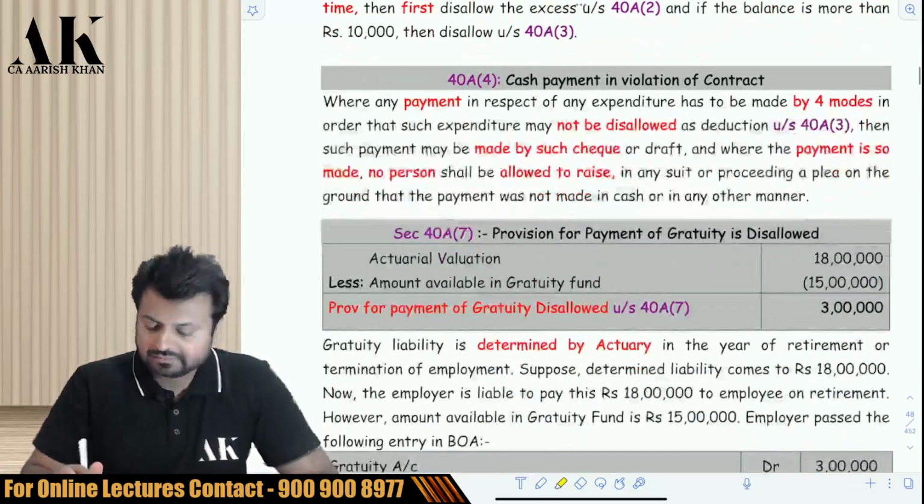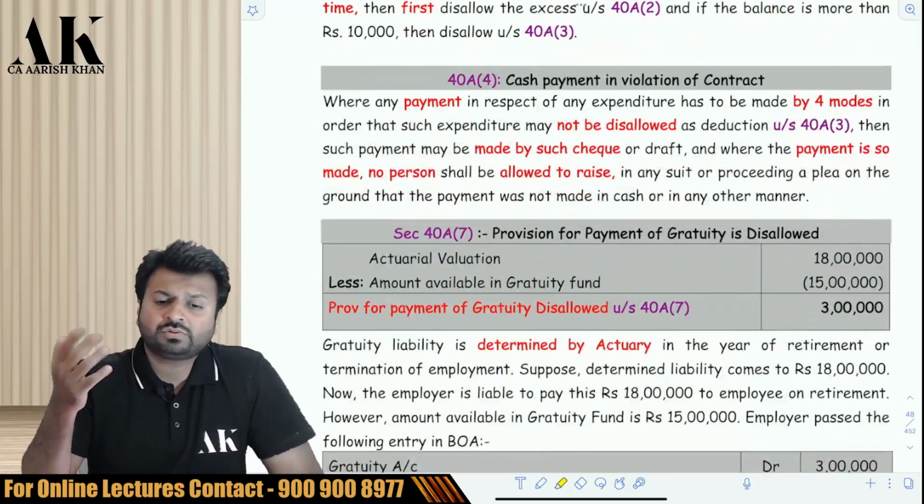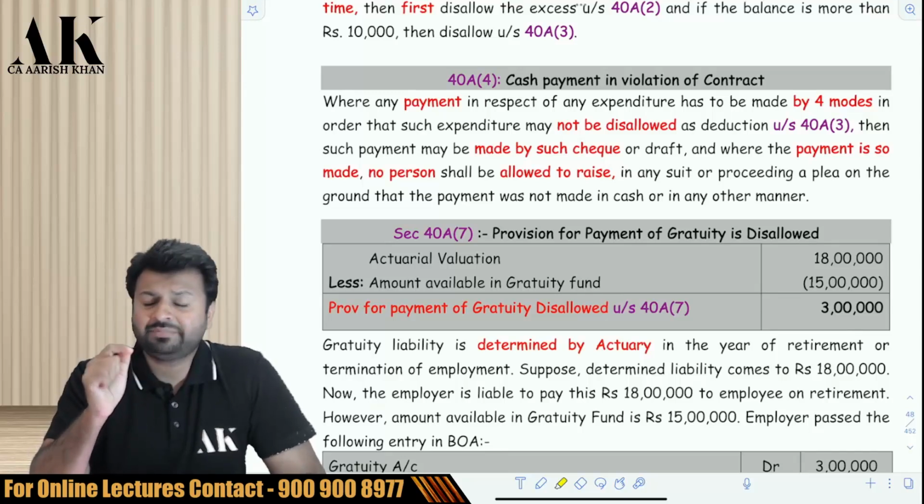Okay. Next, 48.4. What does it have to say? It is a very specific provision which protects section 48.3. Let me explain it to you with an example.